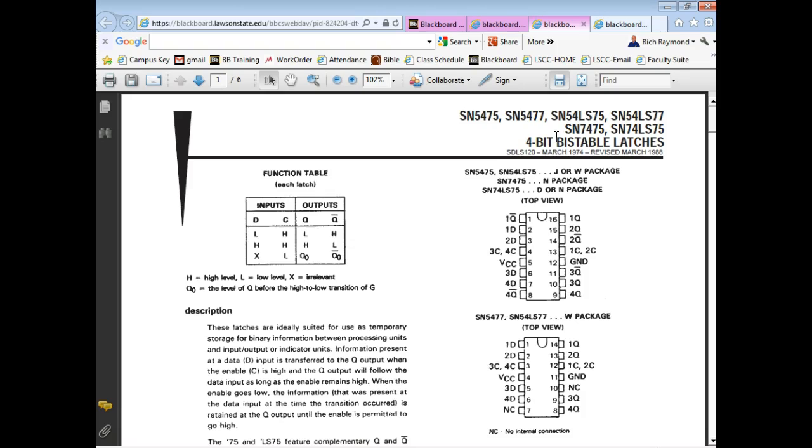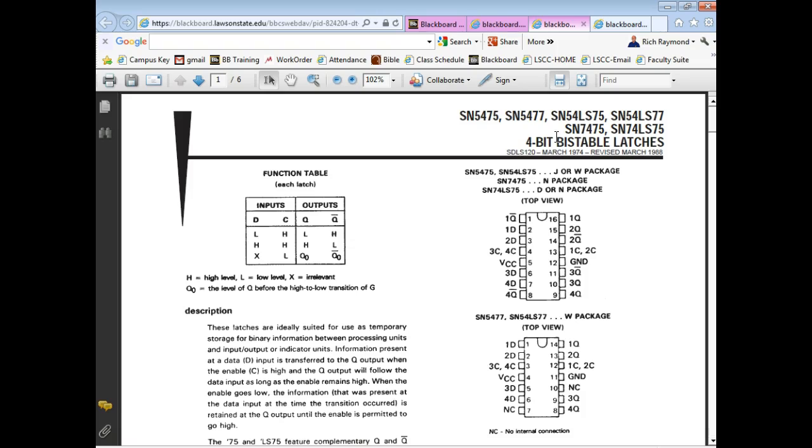So whatever's on the D goes to the Q. And the Q output will follow the data input as long as the enable remains what? High. When the enable goes low, the information that was present at the data input at the time the transition occurs is retained in the Q output until the enable permits it to go high.